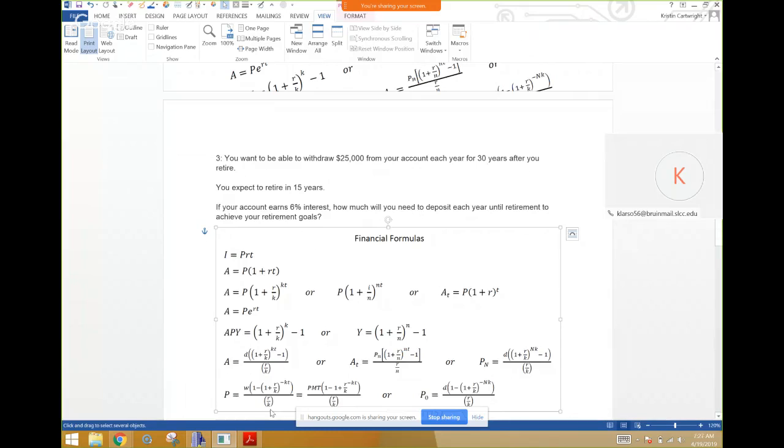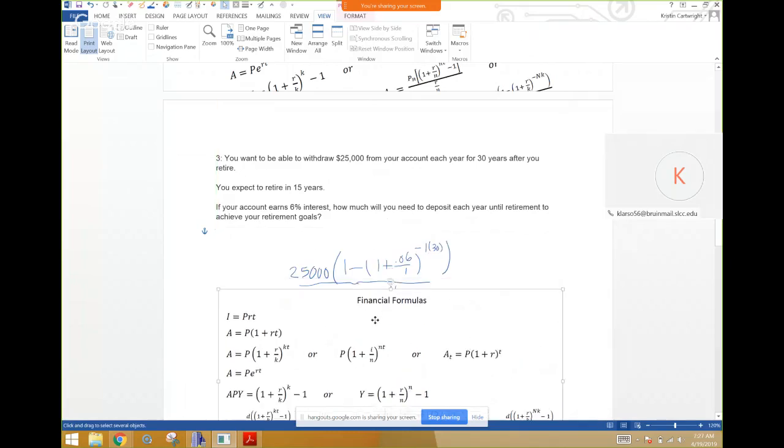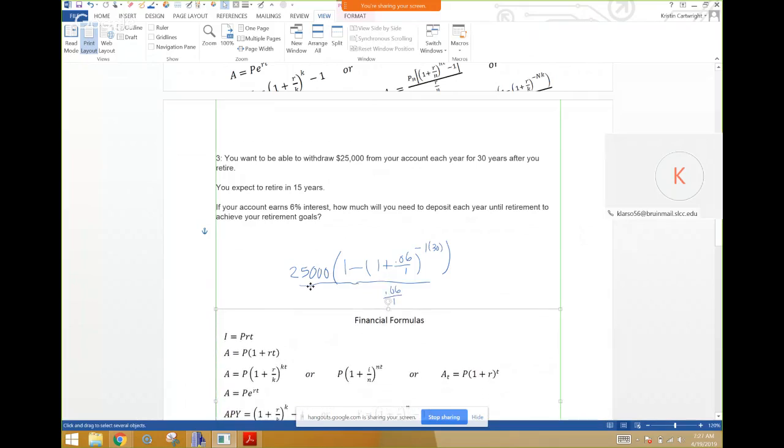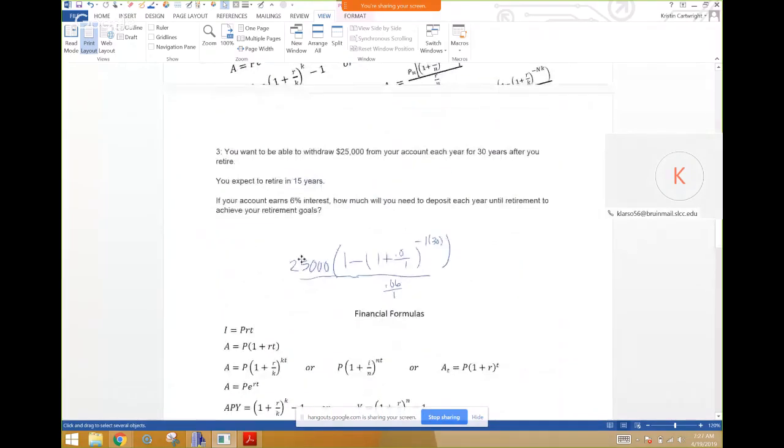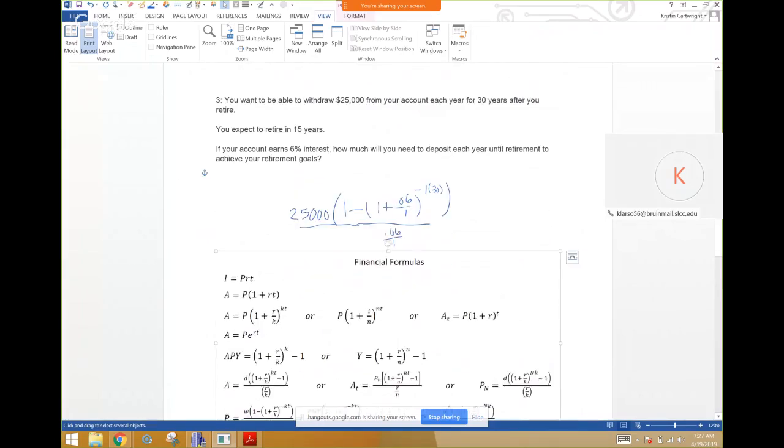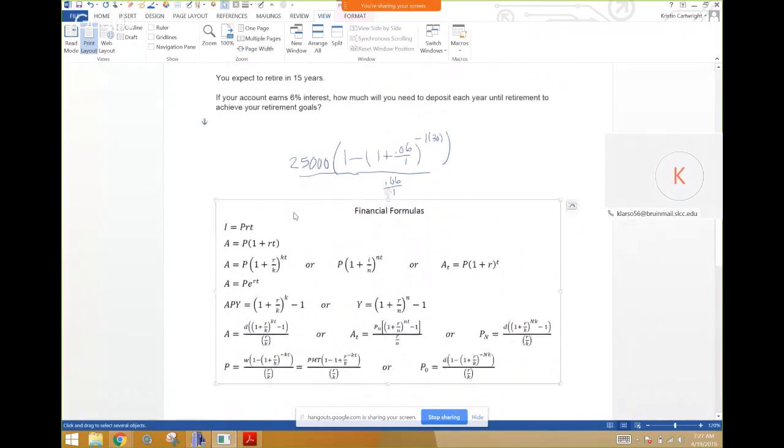So we're going to start with this bottom equation in the formula sheet with the negative exponent. We're going to take that bottom equation, and I'll just move this down. There, we're going to put the 25,000 in the D spot of that. Okay, so I'm looking at this bottom equation down here. I put the 25,000 here in the, I guess it's called W, the W spot.